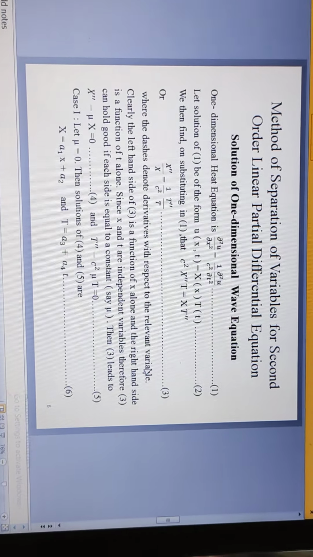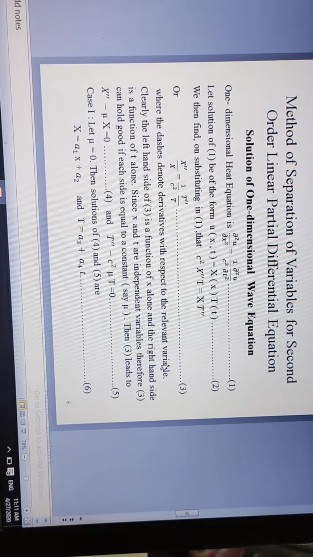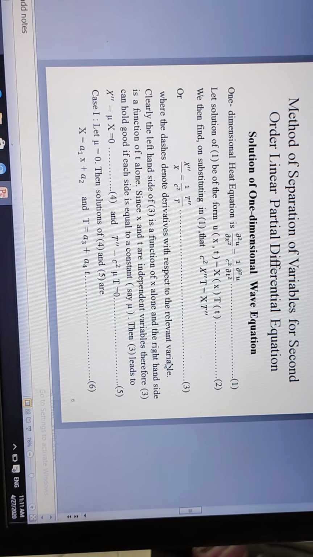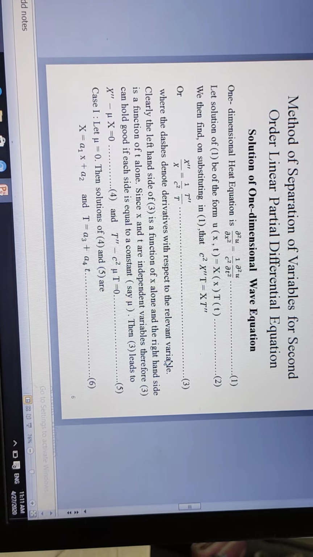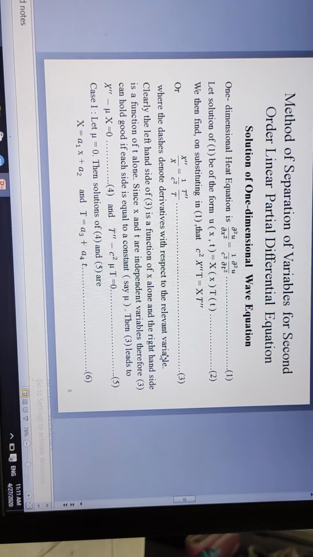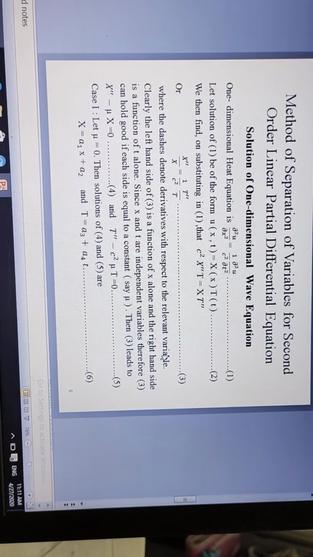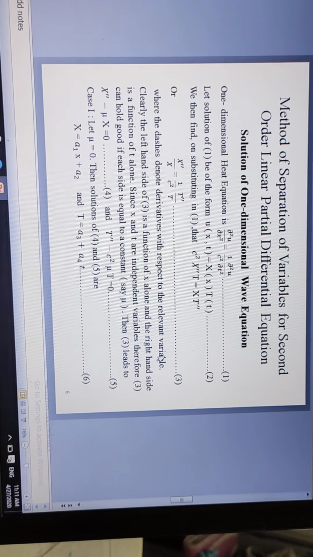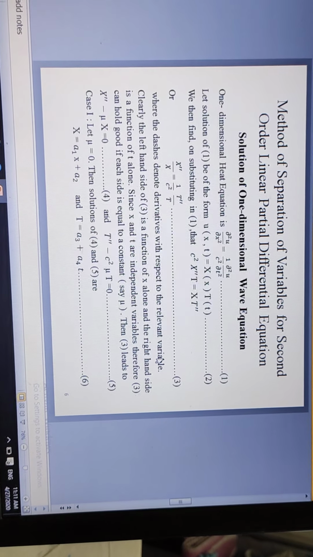Now we move forward to find the solution of the one-dimensional wave equation. A standard equation is ∂²u/∂x² = (1/c²) ∂²u/∂t². Here I wrote one-dimensional heat equation by mistake. It is the one-dimensional wave equation.